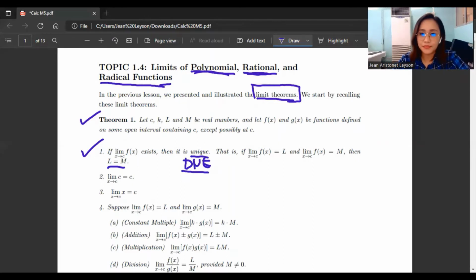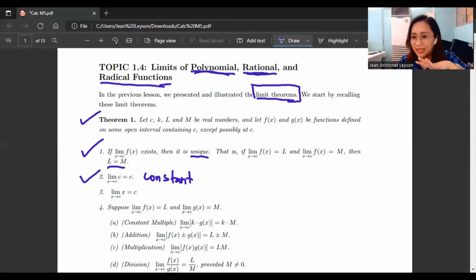Okay? Let me just erase that. For the second one, we have the limit of c as x approaches c is equal to c. If you can still remember, this is what we call the constant theorem, because again, constants are constants. They will be the same no matter what. The values of constants will never change.